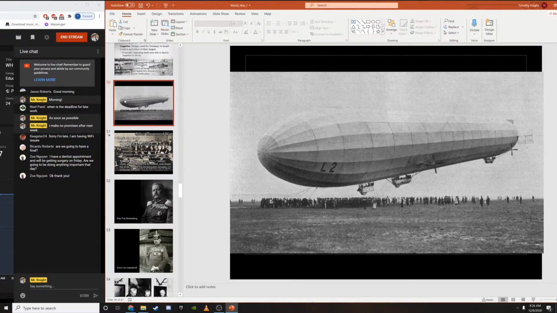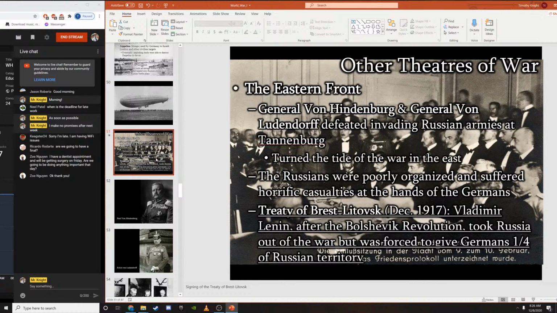Here you can see just a slightly more zoomed in image of these Zeppelins. And talking a little bit more about the Eastern Front, the main German military leaders during this time are General Paul von Hindenburg, who we're going to talk more about later, and another guy, General Erich von Ludendorff.